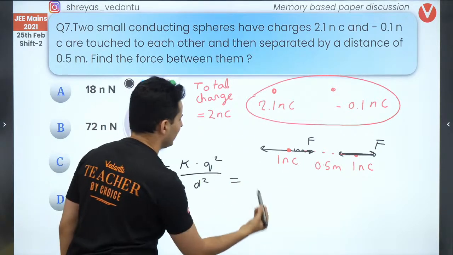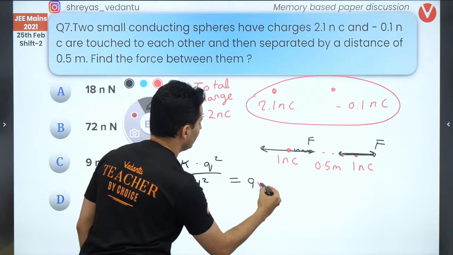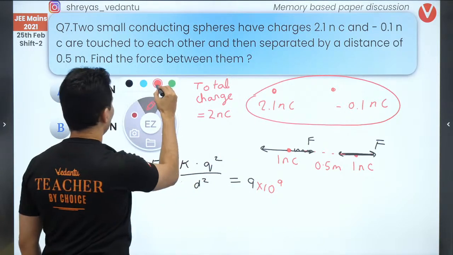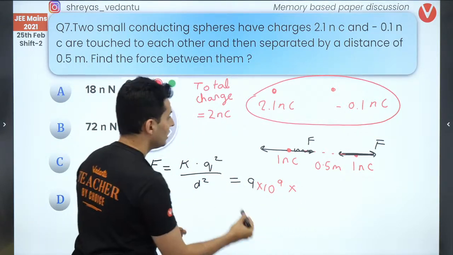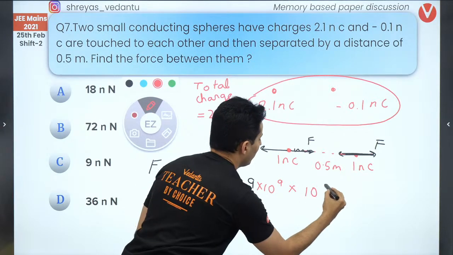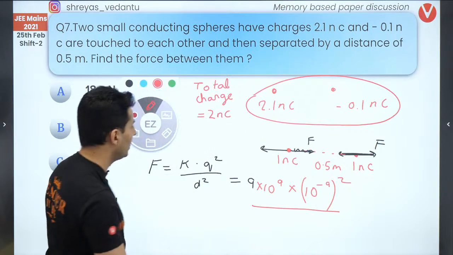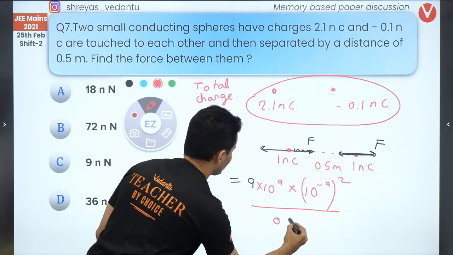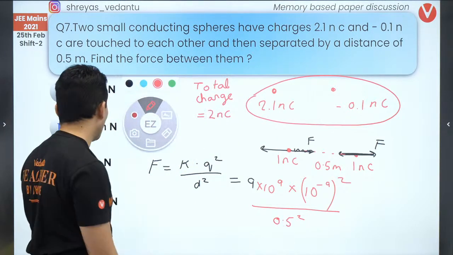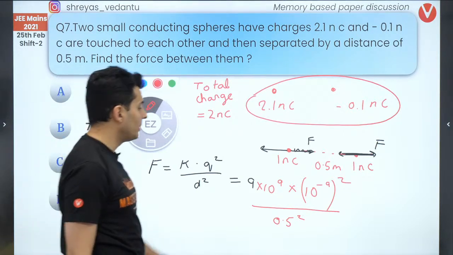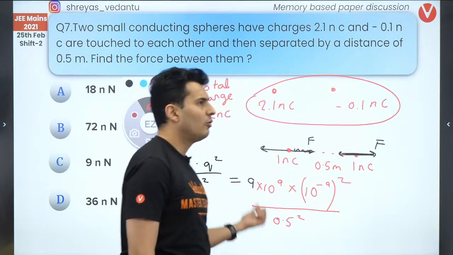Now just do this math, guys. K is 9 into 10 to the power 9. Charge square, which is 10 to the power minus 9 whole square, because that's nano, divided by 0.5 whole square. Check it out. How much is it going to be? 0.5 is 1 by 2.